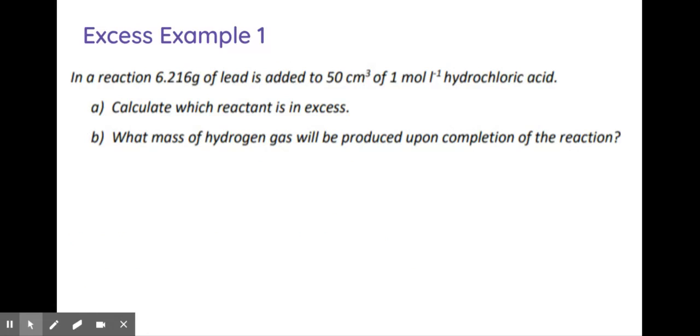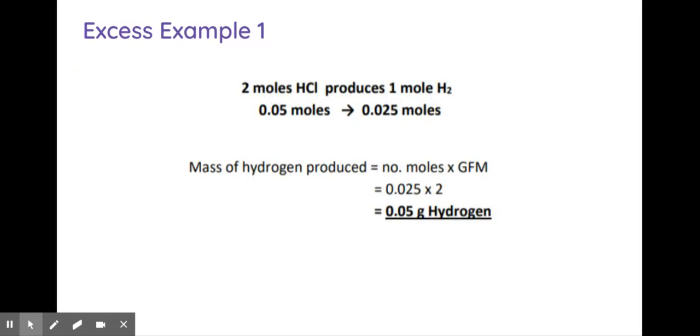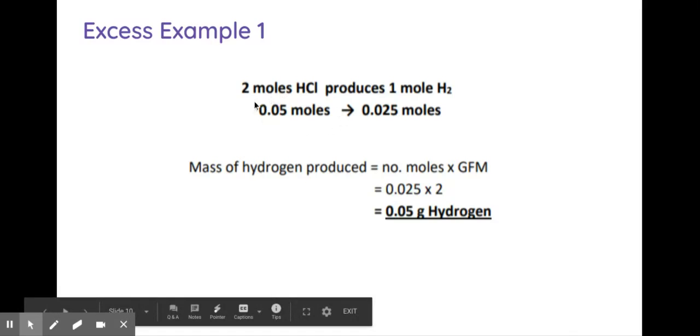Part B is what mass of hydrogen gas will be produced upon completion of the reaction. Now remember, back to earlier, I said if you were to determine how much product is produced, you must use the limiting reactant. In other words, the reactant which is not in excess. Our limiting reactant was hydrochloric acid, and we calculated that we had 0.05 moles of that. That's how much we actually have.